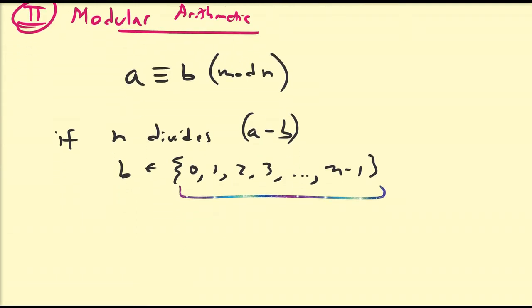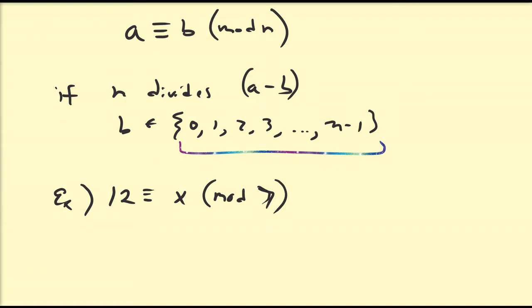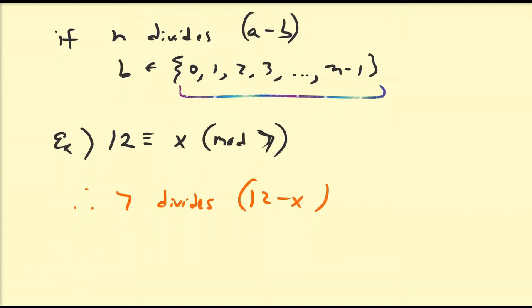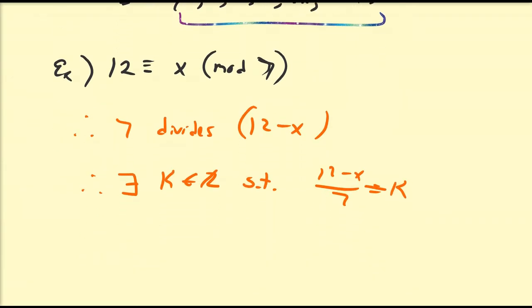So therefore, as an example, consider the congruence 12 is congruent to x modulo 7. If 12 is congruent to x modulo 7, then by definition that means that 7 divides 12 minus x. So what does that mean? That means there exists some integer k such that (12 minus x) over 7 is equal to that integer, right? Because that means 7 goes in there an even number of times. So 12 minus x must be equal to 7k, or we can rewrite that as x equals 12 minus 7k.